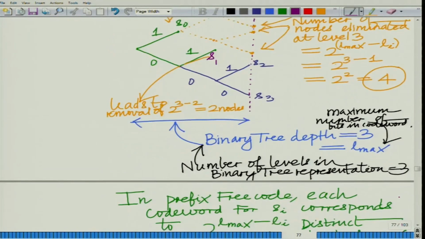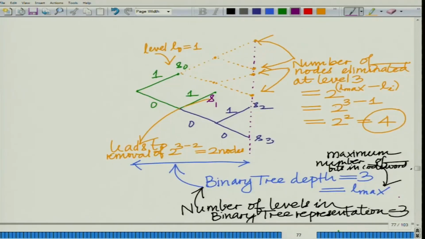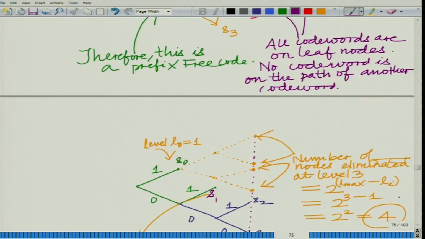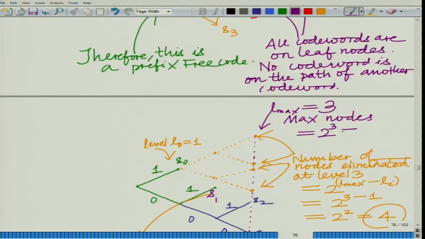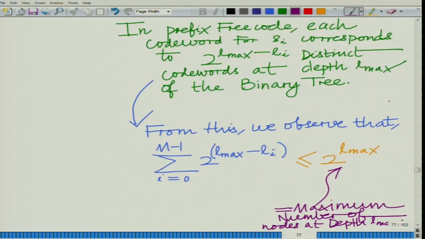For instance, if you look at L max equal to 3, the maximum number of nodes is 2 to the power of 3, equal to 8. Since what you observe is, it is very simple, at depth L max the maximum number of nodes that are possible in this binary tree is 2 to the power of L max.